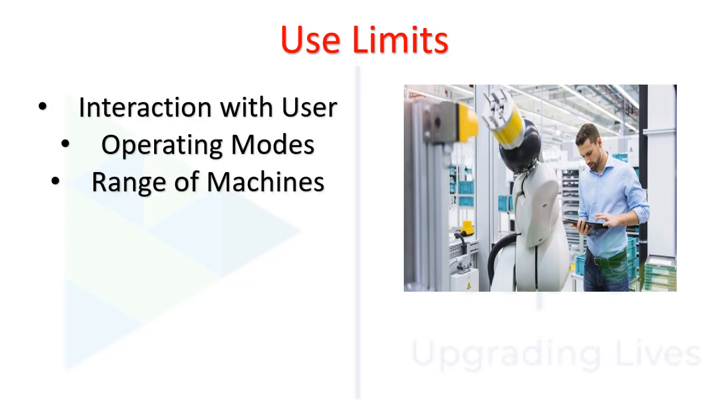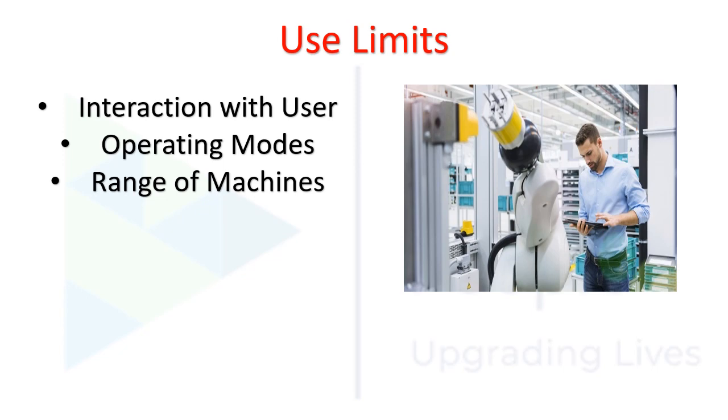Use limit mainly depends on how the user is interacting with the machine and what are the risks associated with them. What are the different operating modes of the machine? What are the ranges of the machine? Basically, it covers the whole scenarios and thereby puts limits on the operation.